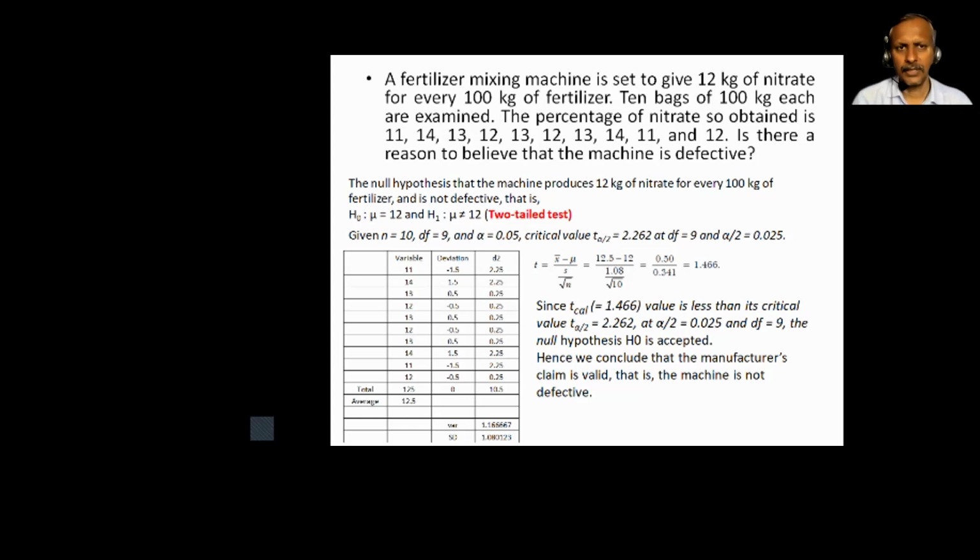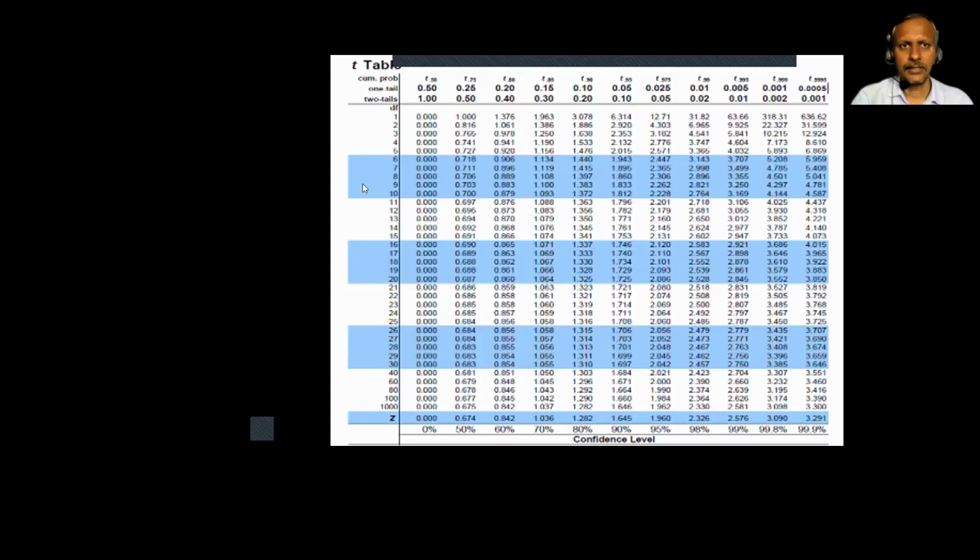With the given degrees of freedom, n is equal to 10 here, so the degrees of freedom is 9, that is n minus 1. At the alpha level of 0.05, that is the 5% level of significance, the t value from this table we can find as 2.262. Here we can see at degrees of freedom 9, for a two-tailed test at a significance level of 0.05, the table value comes to 2.262. So 2.262 is our table value. Then we can calculate the value and compare.